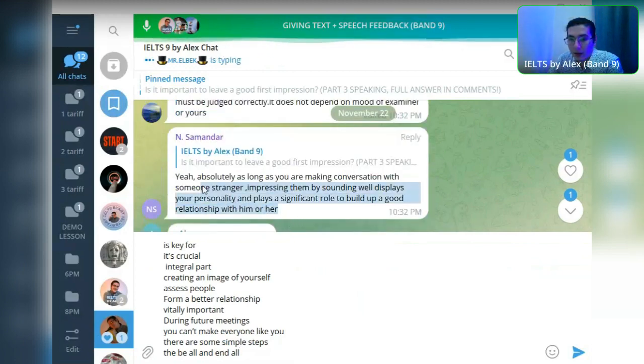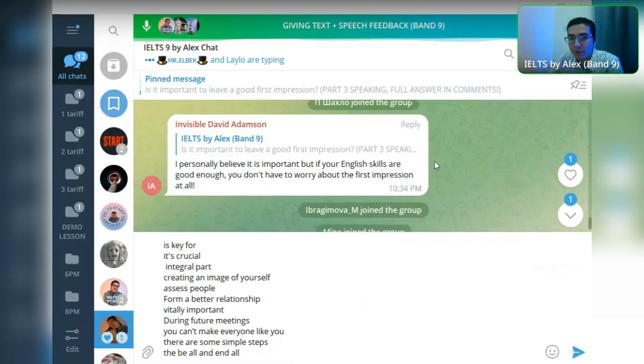Here, let me give some comments to Mr. Samandar. As long as you're making conversation with a stranger, impressing them by sounding well, but by sounding intelligent, displays your personality and plays a significant role in building up a good relationship with him or her. So just a couple corrections, and this is a great answer.